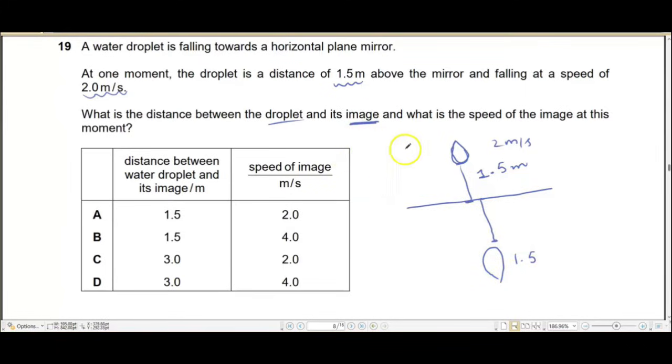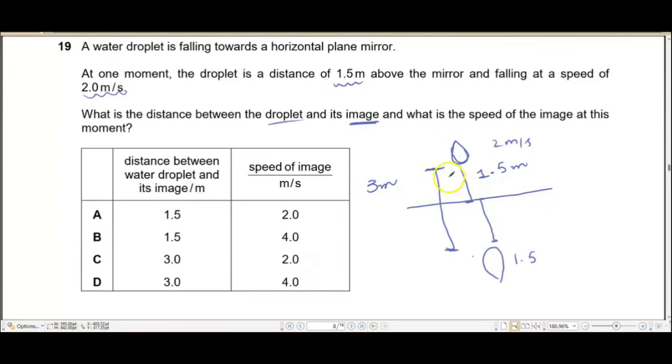And they've not asked us how far the droplet image is from the mirror. They've asked us what is the distance between the droplet and the image formed. So this is the whole distance that is required. This is 1.5 and 1.5, so this is going to be 3 meters. The droplet is 1.5 meters away from the mirror, the image is also 1.5 meters away from the mirror, so this distance is 3 meters.